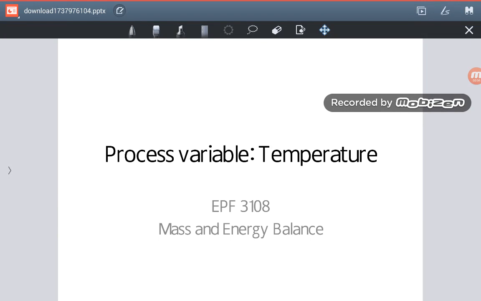Hi, Dr. Zuhi here, and this is for the course of EPF3108 Mass and Energy Balance. In the previous lecture, I already explained about the process and process variables. So today we are going to start with the first process variable, which is the temperature.